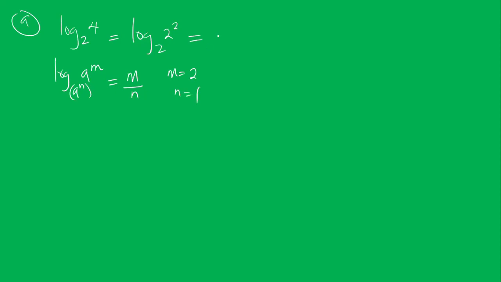Now let's look at question A. For question A, you have log 4 base 2. Changing this, log 4 is the same thing as 2 to the power 2, and this 2 is 2 to the power 1. If we apply that rule, log a to the power m base a to the power n, which is equal to m all over n, our m is equal to 2, while n is equal to 1. So 2 all over 1 is equal to 2, for A.